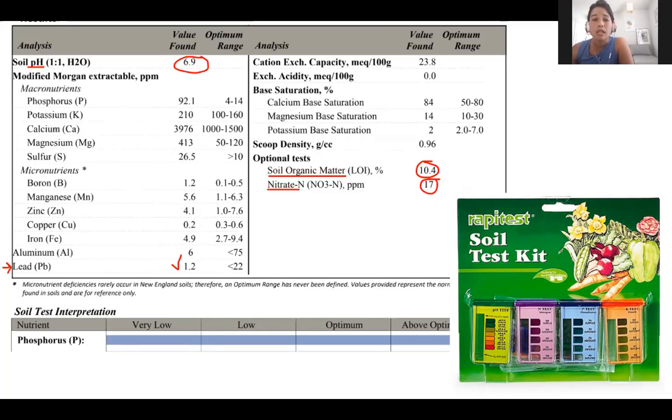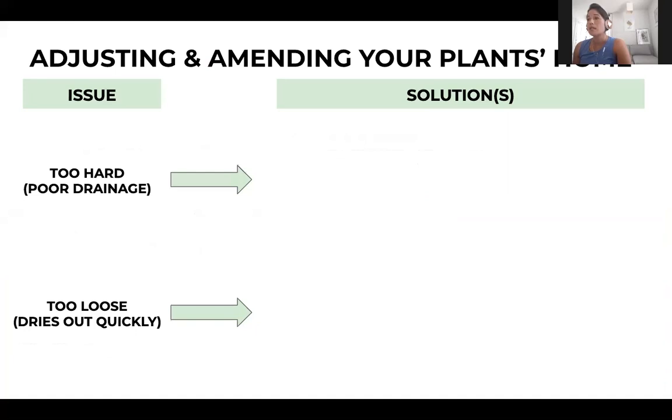You also want to look at those macronutrients, the phosphorus, potassium, calcium, and later on I will talk about if you are low in those things, what can you do? What can you add to your soil? So yeah, check out those sample instructions because they're really helpful.